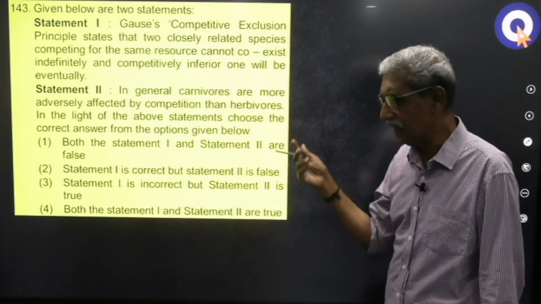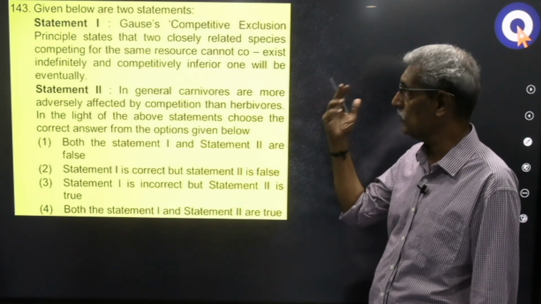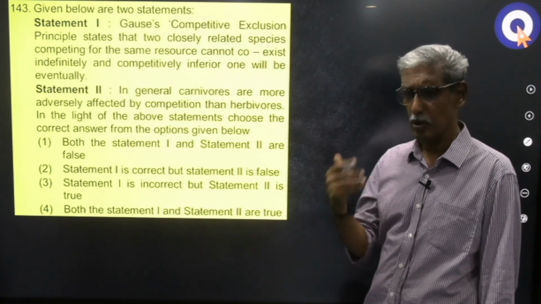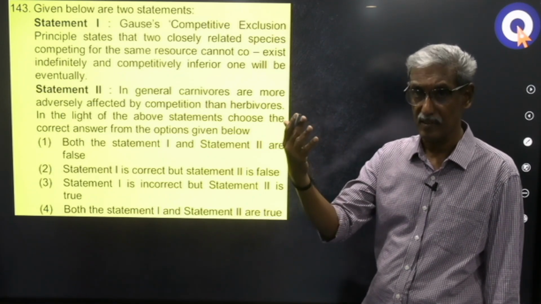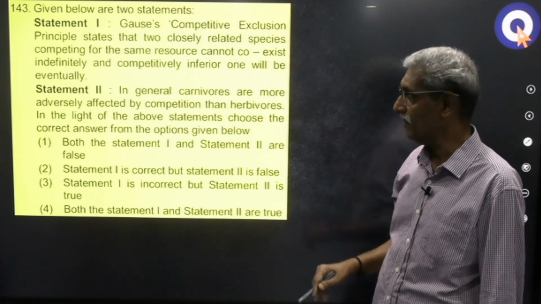Now, what does this say? This again comes in ecology. It says Gause's competitive exclusion principle. Supposing we have two birds sitting on a tree and competing for the same natural resource. That is what is called the competitive exclusion principle.